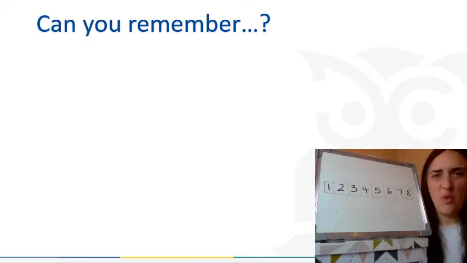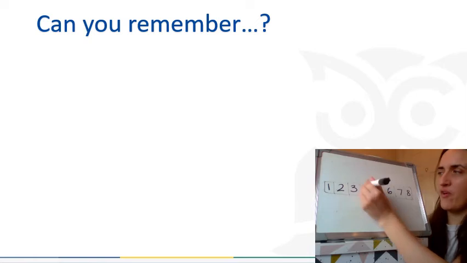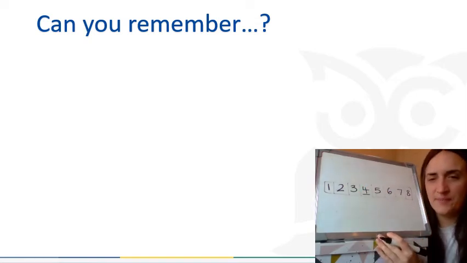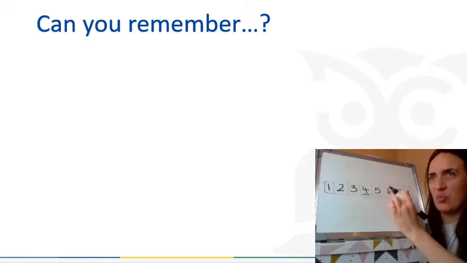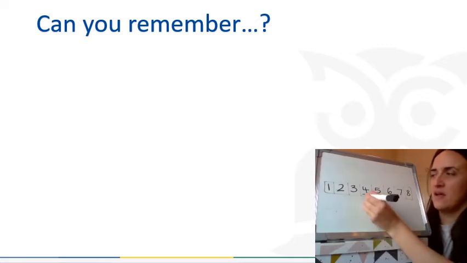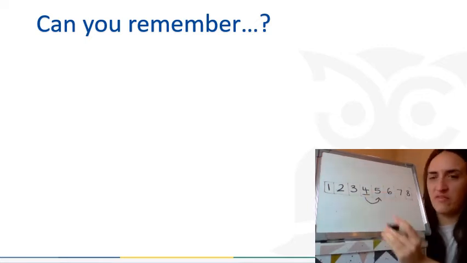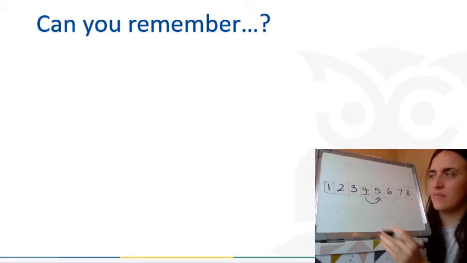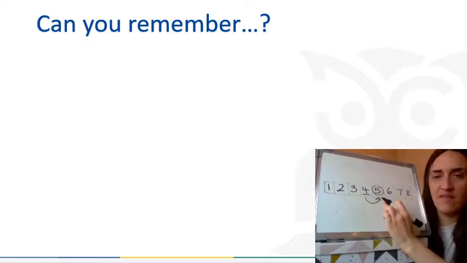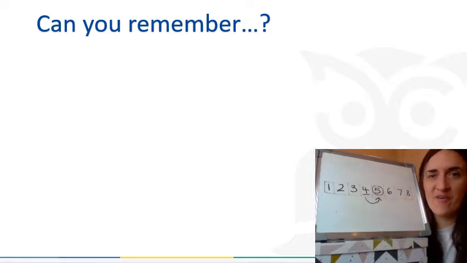So if I said to you, what is 1 more than 4? We could do it using our number track. So we'd find the number 4 on our number track and underline it. 1 more means that I need to add 1 on. So I move up my number track 1 space. 1 more than 4 is 5. 5 is 1 more than 4.